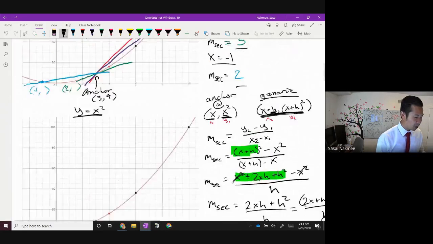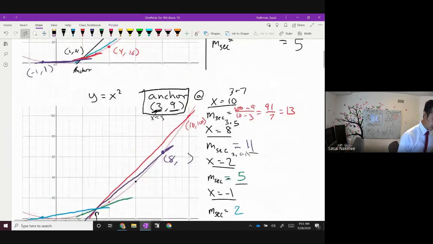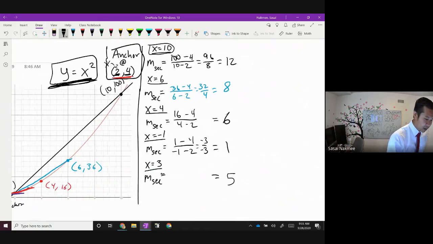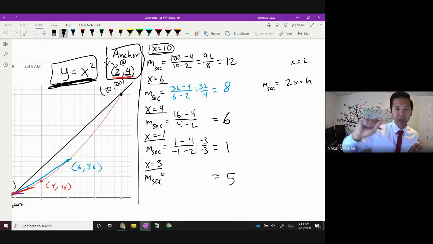So let's go back to this first one. What was my anchor for my first one right here? X was equal to 2. Do you guys see that? X equals 2 as my anchor. So the slope of the secant line is going to be equal to 2x plus h. Well, if x is my anchor, that's what I would plug in. My h is the difference from the anchor point to my next point.